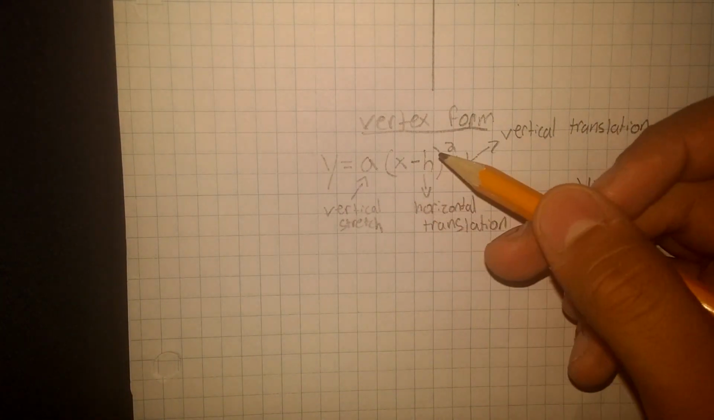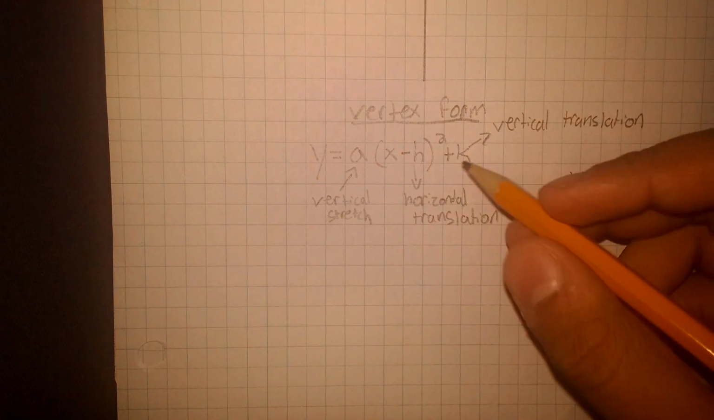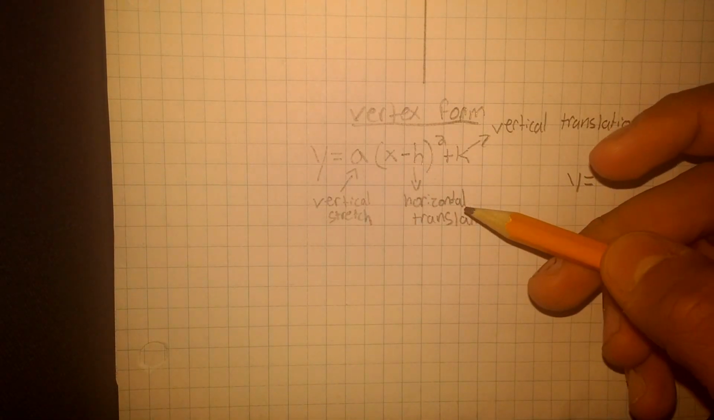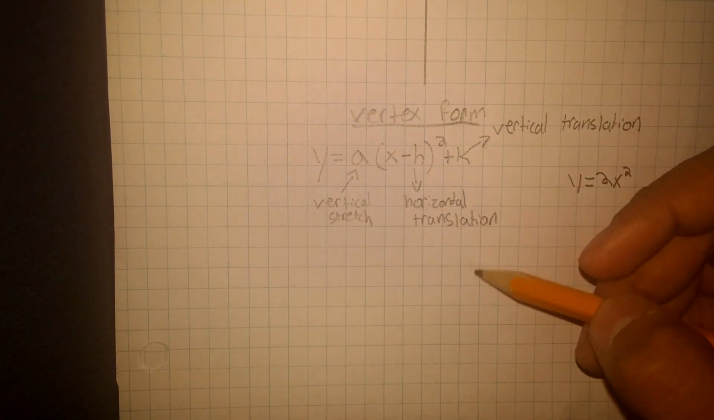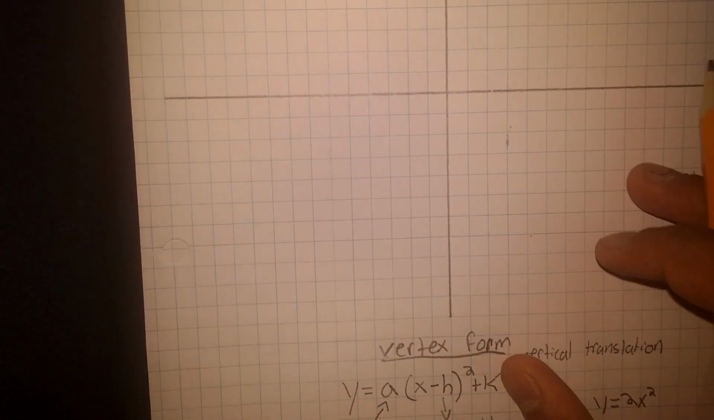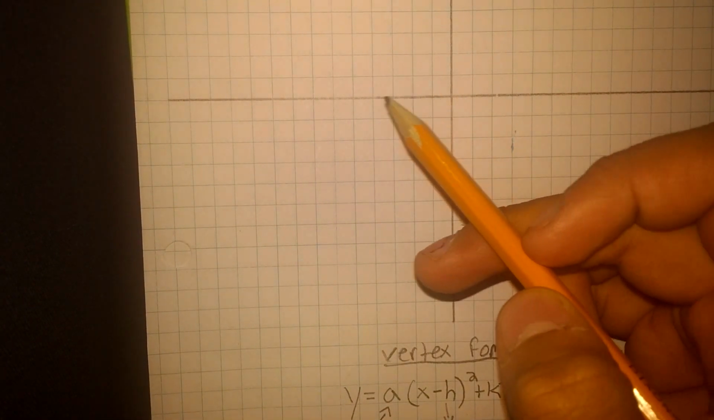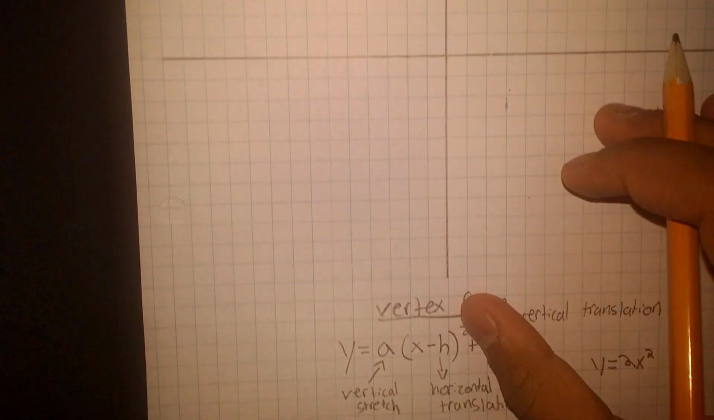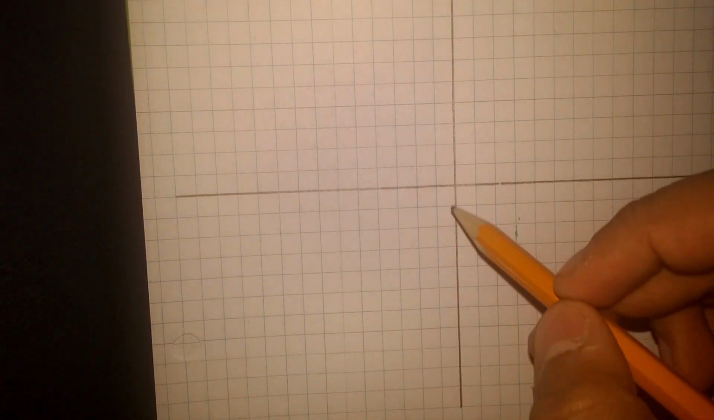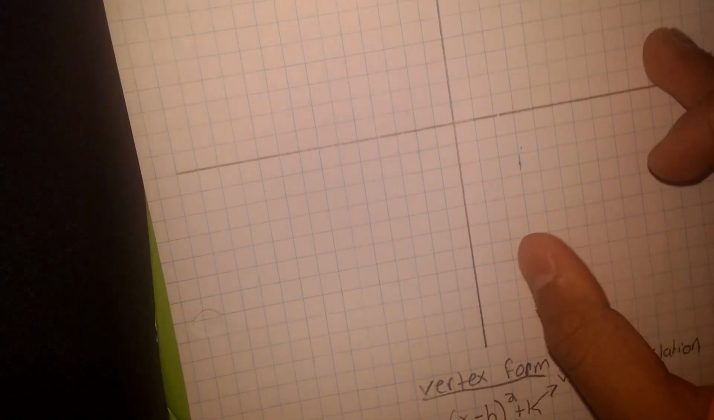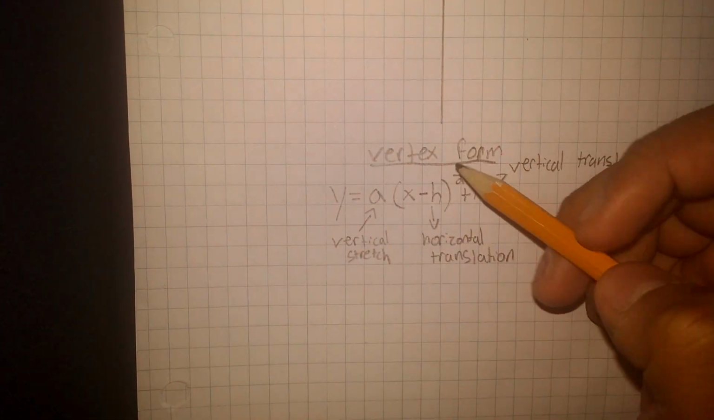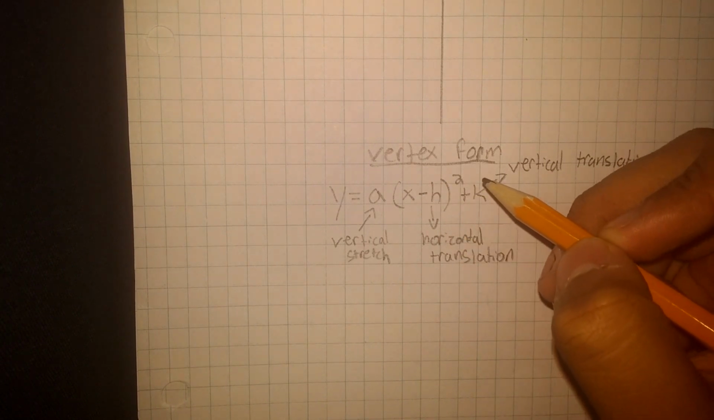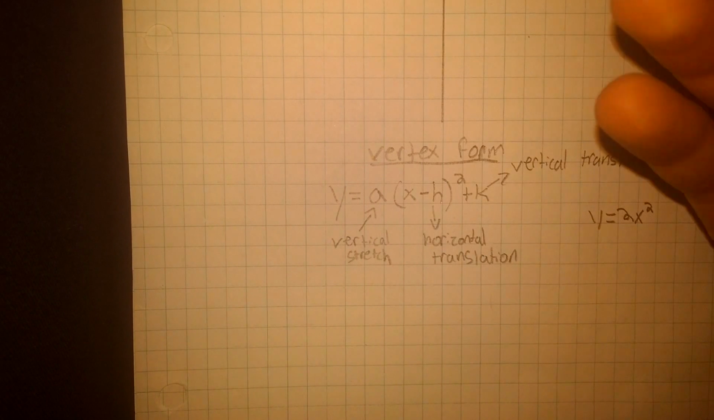Your x is obviously the same as this, but then minus h. And minus h is going to be your horizontal translation. So this is going to tell you on the axis how much you move to the left or how much you move right. And then plus k is going to tell you your vertical translation, where around the graph. Now, it's called vertex form because the negative h is your x value and the k is your y value, and it's giving you the vertex of the graph.